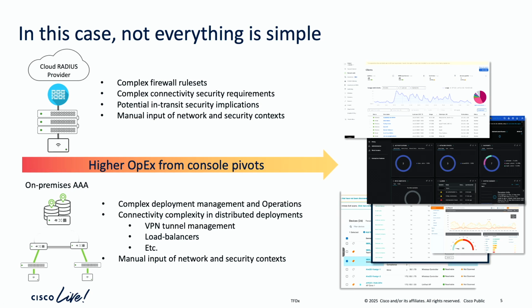And so there's a lot of console pivots, which can be kind of difficult, especially if you're just getting in and you're having to train people. They have to learn the network UX, security appliance UX, and then have to understand how to troubleshoot all those and jump between the two pretty consistently.